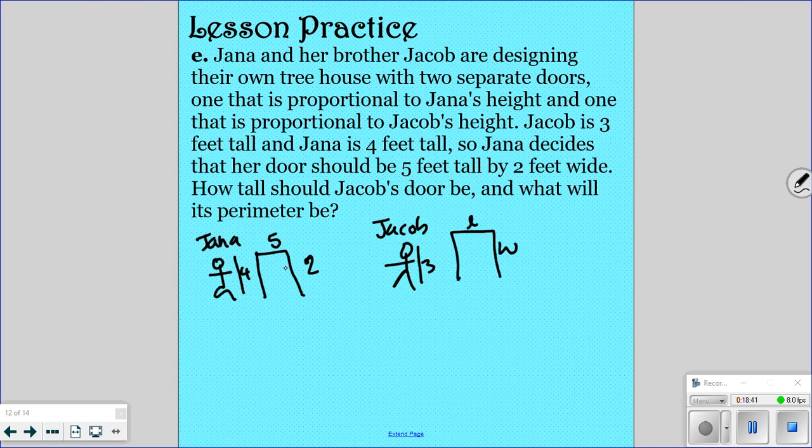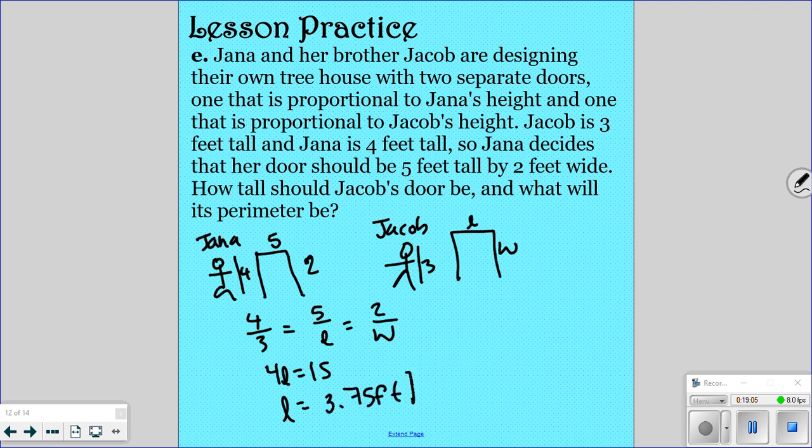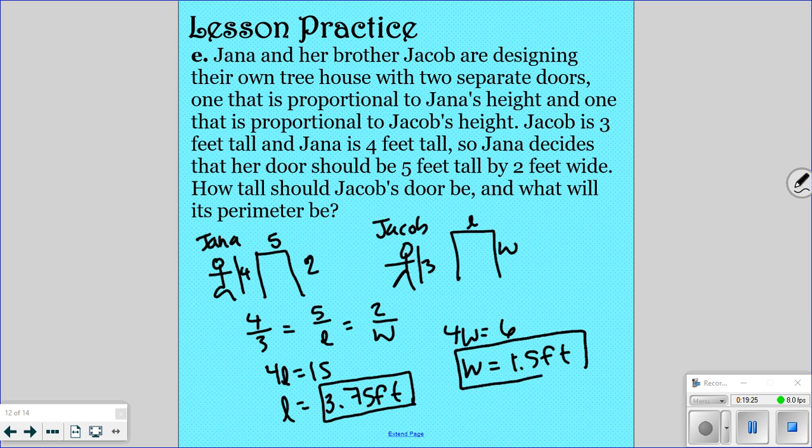So our similarity ratio is 4 to 3. And then we're going to do 5 over L and 2 over W. So if you cross multiply, you get 4L equals 15, and if you divide, your length is going to be 3.75 feet. And then if you do the same thing for your W, 4W equals 6. So W will equal 1.5 feet. It asks for the height, how tall, so that's that one.